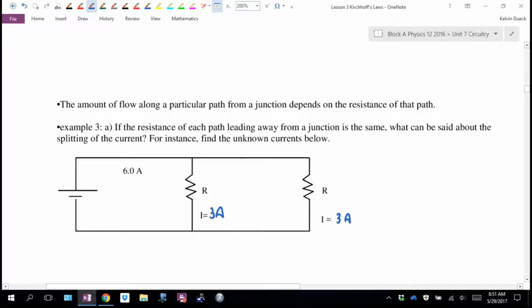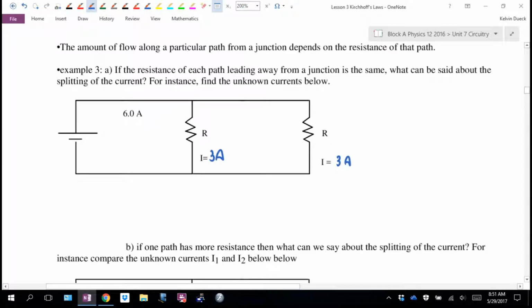I may once in a while not give you enough numbers to solve the circuit, but I may say, hey, if there were 3 identical resistors, it would go 2, 2, and 2. You can take it further than that.